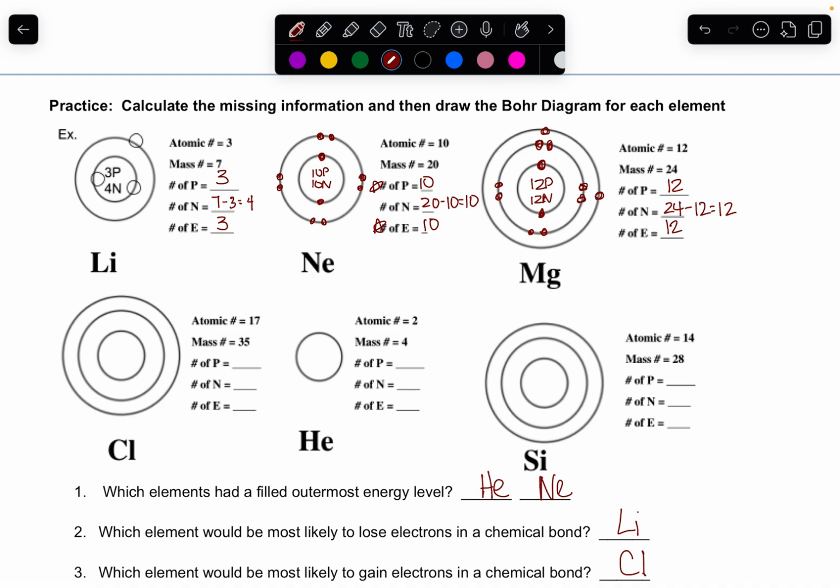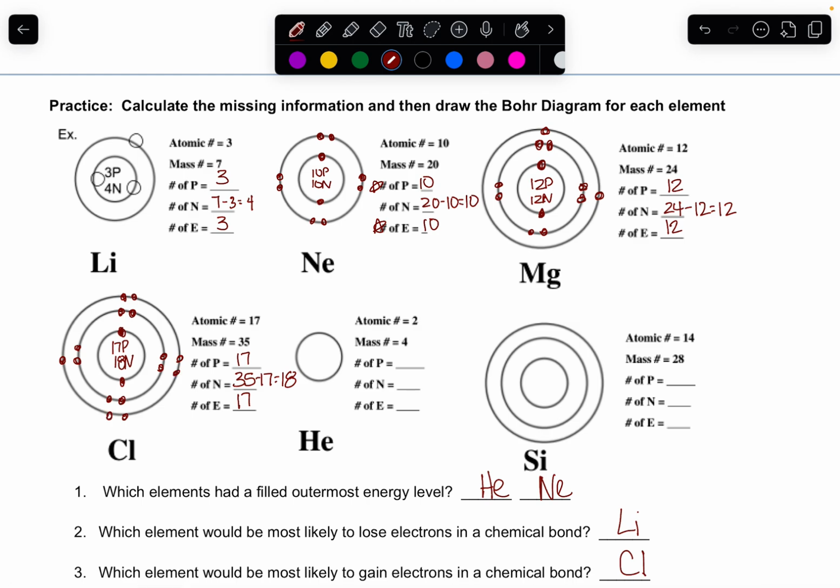Chlorine, I have an atomic number of 17. That means I have 17 protons and 17 electrons. For my mass of 35, I take away my 17 protons and I end up with 18 neutrons. I put my protons and neutrons in the middle, and then I start to place my electrons. 1, 2, that ring's full. 3, 4, 5, 6, 7, 8, 9, 10. They all have partners. I jump out one more. 11, 12, 13, 14, 15, 16, 17.